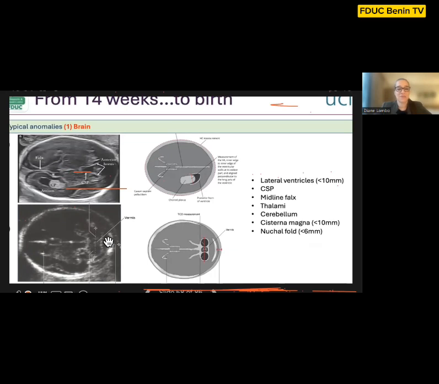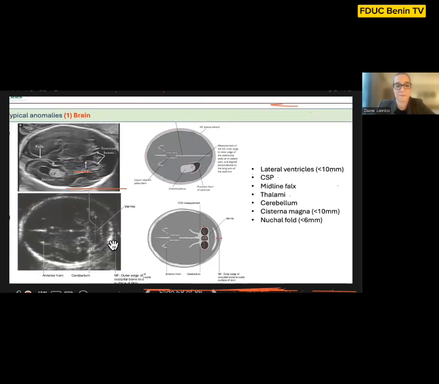Your second view is a transcerebellar axis of the brain, and again, what you can see is your cerebellum. You can see the cisterna magna, which you want to be less than 10, and you can see your nuchal fold, which is what's left of your nuchal translucency posteriorly. And these are the three measurements here. So your cerebellum is measured here posteriorly, your cisterna magna is measured from here to here, and your nuchal fold, again, just as you would measure the nuchal translucency, but this time in the transverse section.